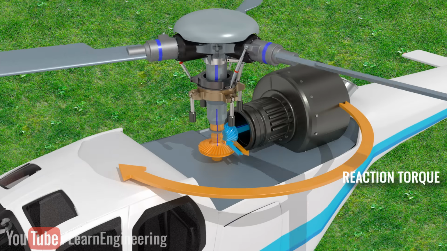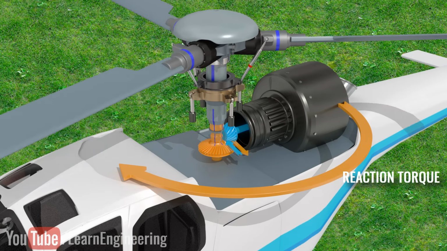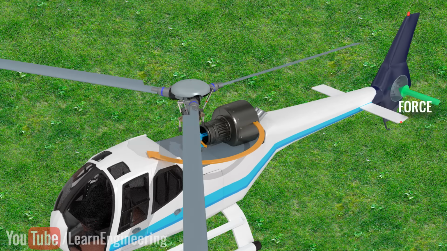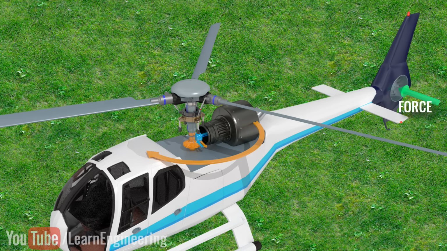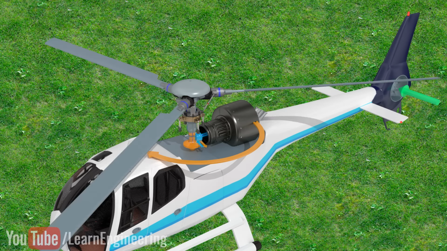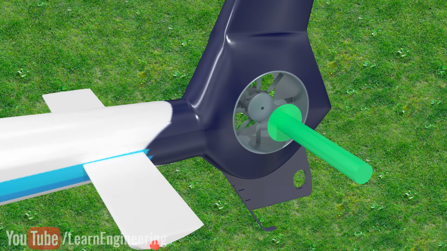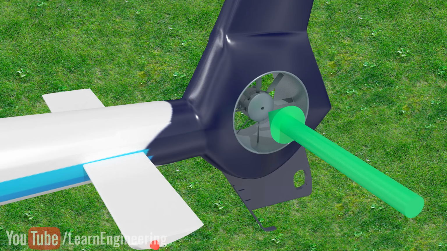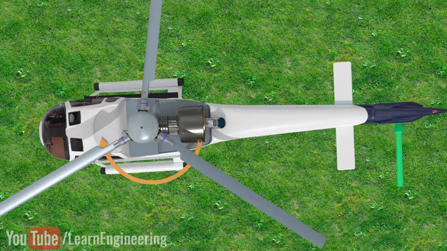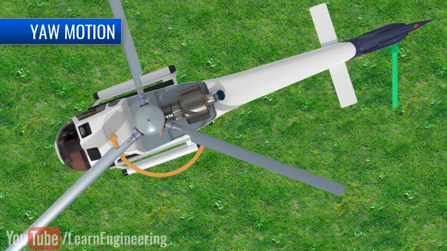The function of the tail rotor is to prevent such helicopter rotation by producing a force at the tail. By properly adjusting the pitch angle of the tail rotor blades, the pilot can easily manipulate the tail rotor force. This way, with the help of the tail rotor, yaw motion of the helicopter can also be achieved.